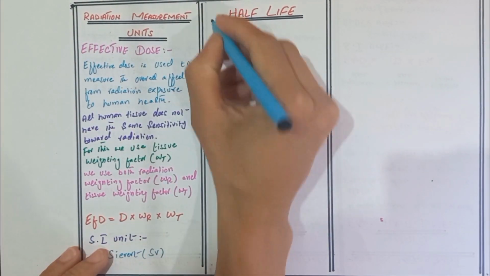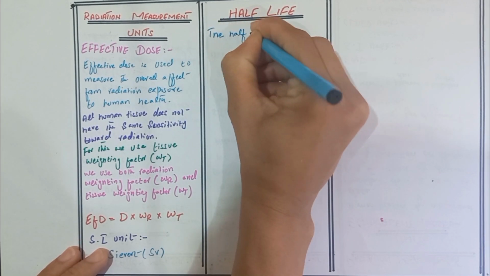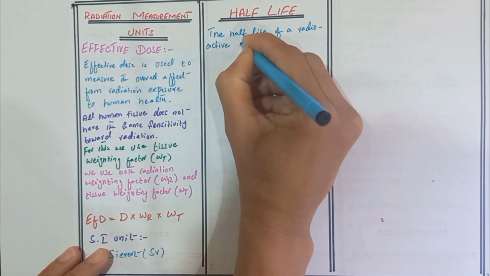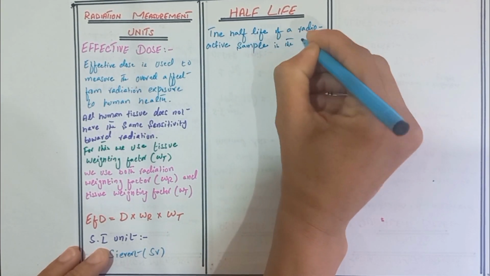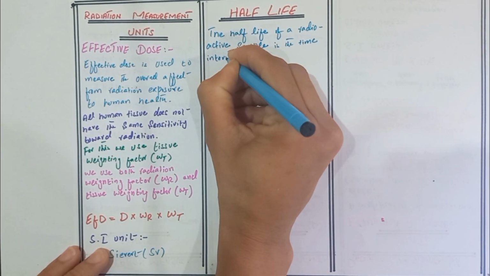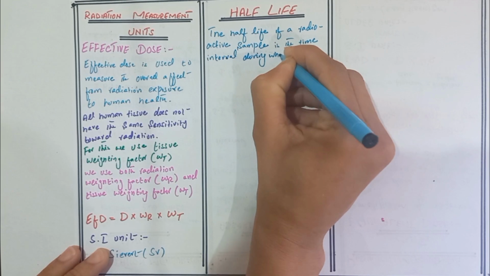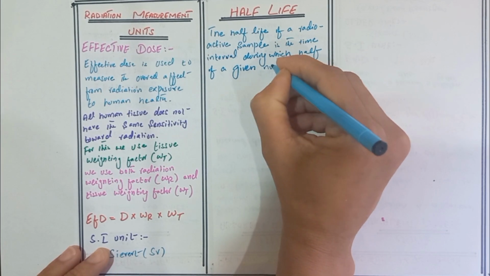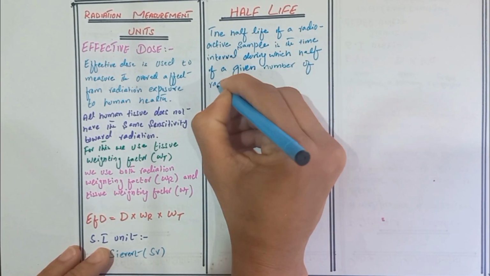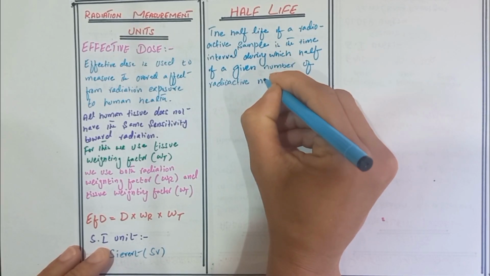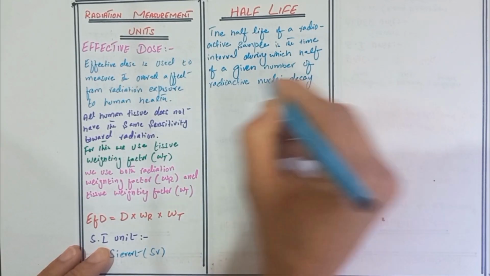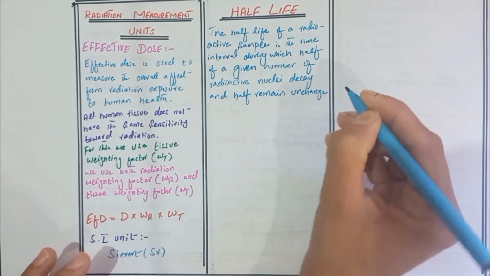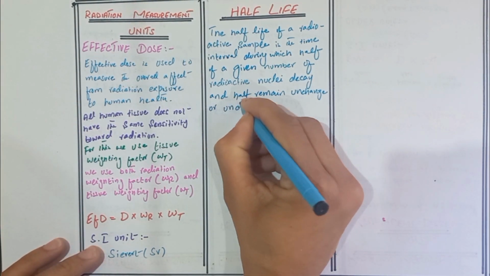What is the half-life? The half-life of a radioactive sample is the time interval during which half of a given number of radioactive nuclei decay and half remain unchanged or undecayed.